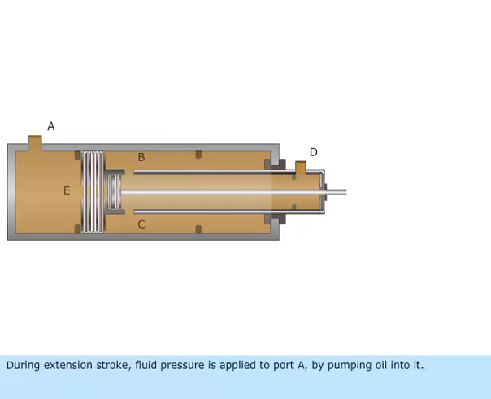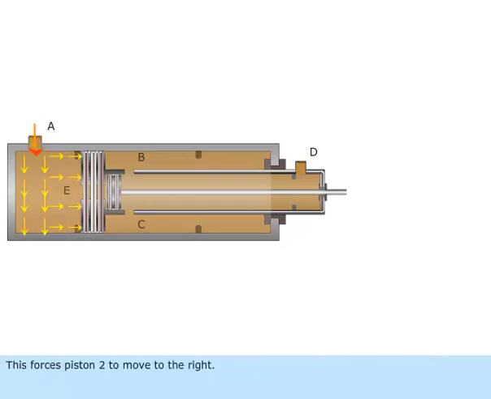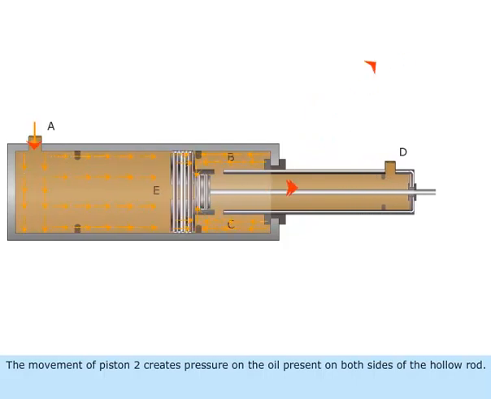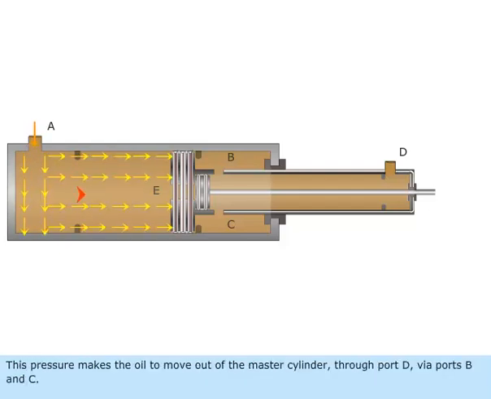During extension stroke, fluid pressure is applied to port A by pumping oil into it. This forces piston 2 to move to the right. The movement of piston 2 creates pressure on the oil present on both sides of the hollow rod. This pressure makes the oil move out of the master cylinder through port D via ports B and C.